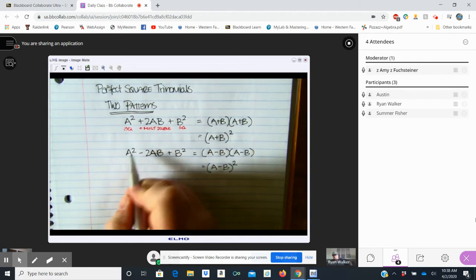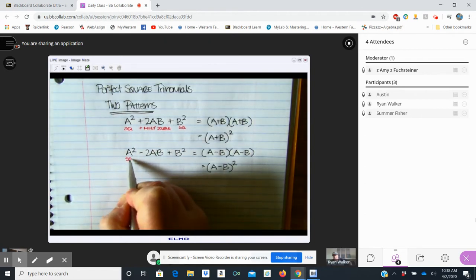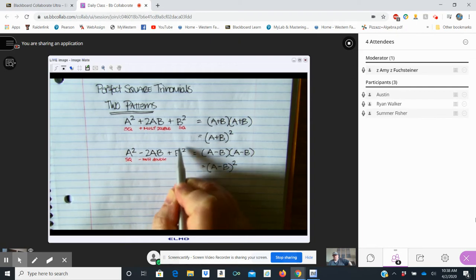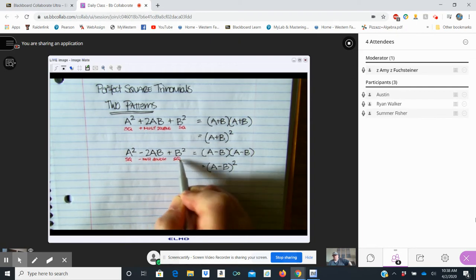Again, you see the same pattern. This first term is a square. We subtracted the multiplied double. And the last term is a square.